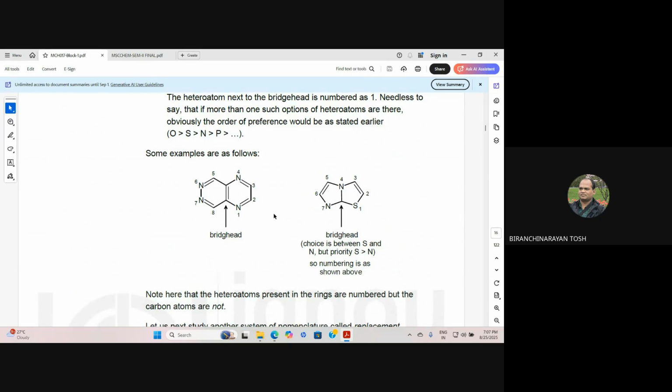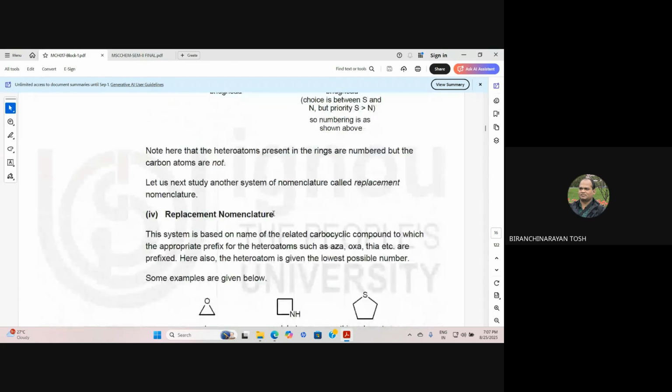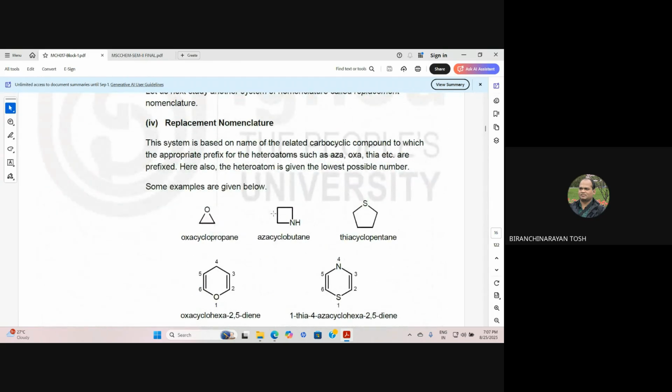Some other examples are also there. You can see that one. So here we end the first. Another is the replacement nomenclature, that we have to study. A small one.